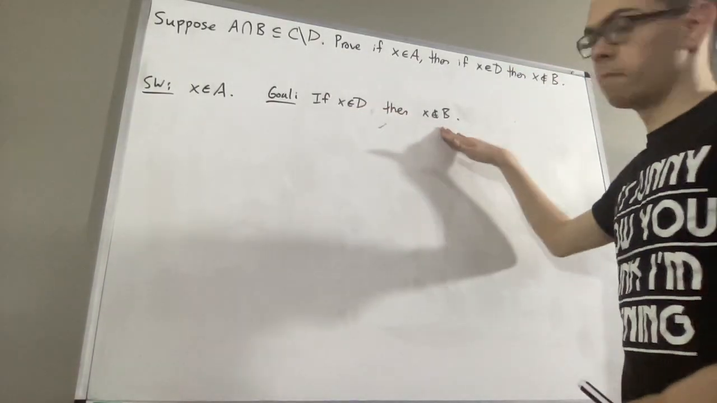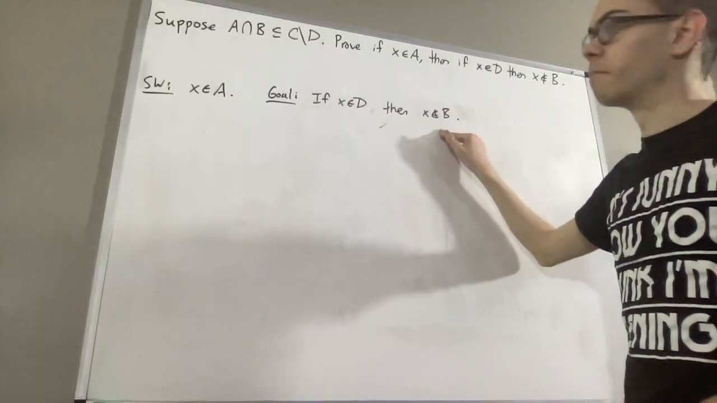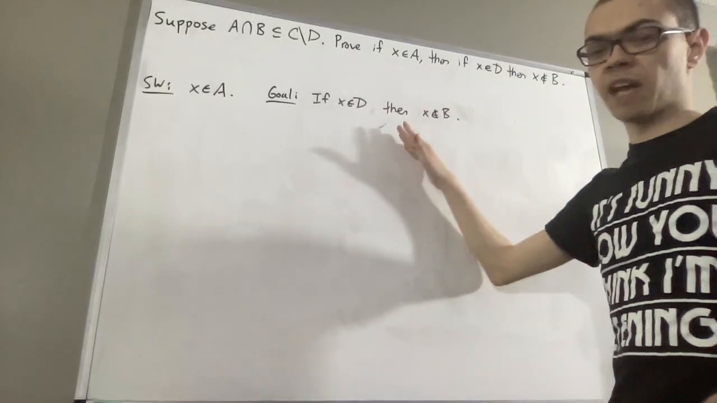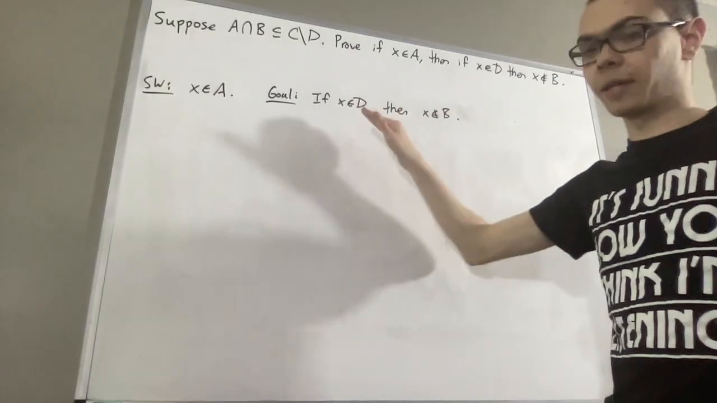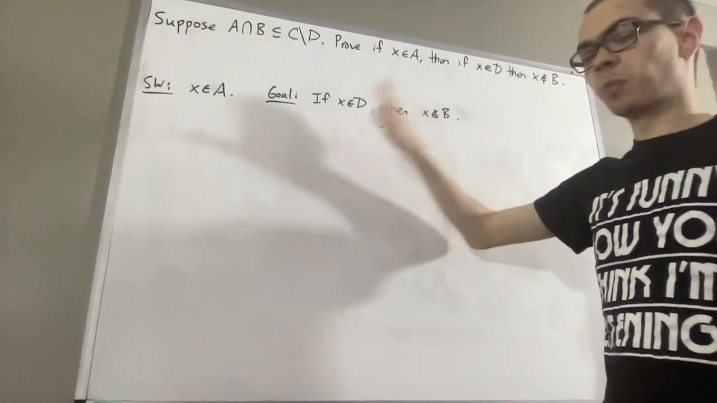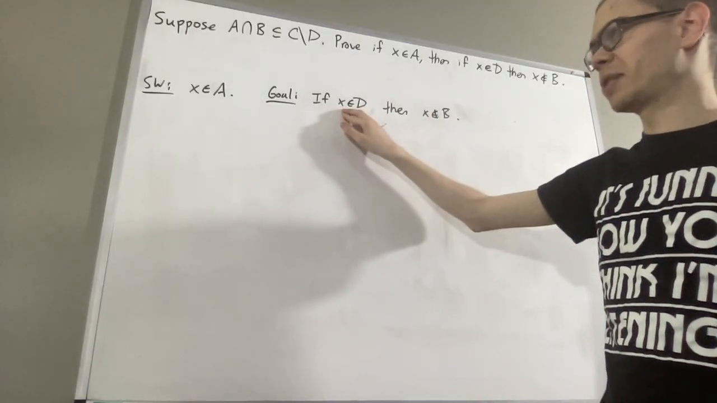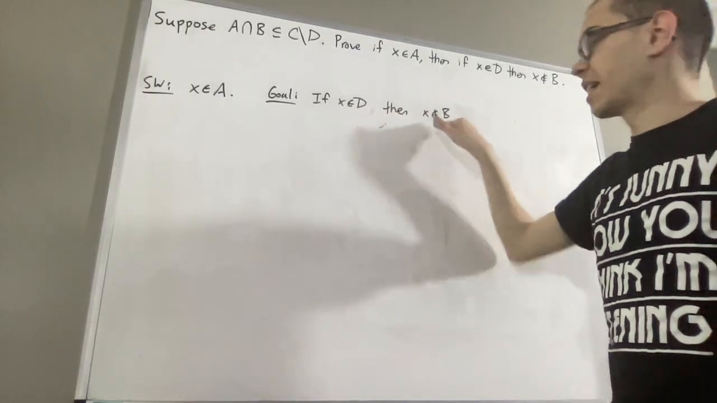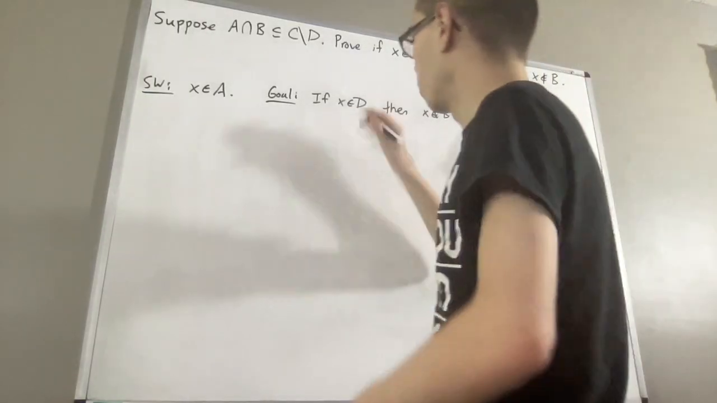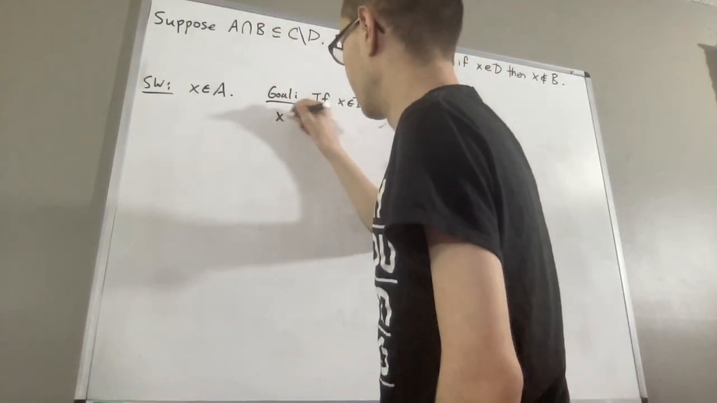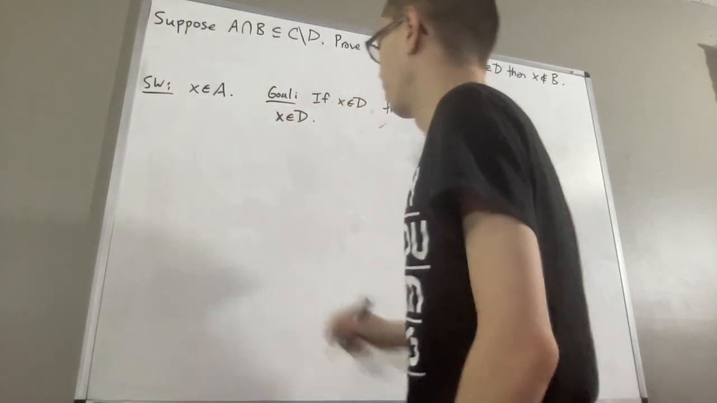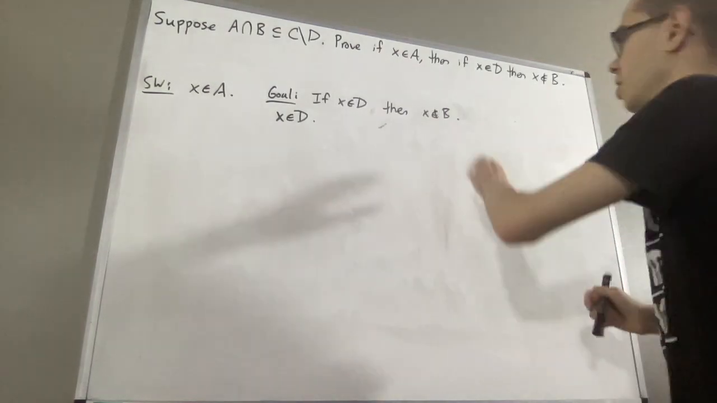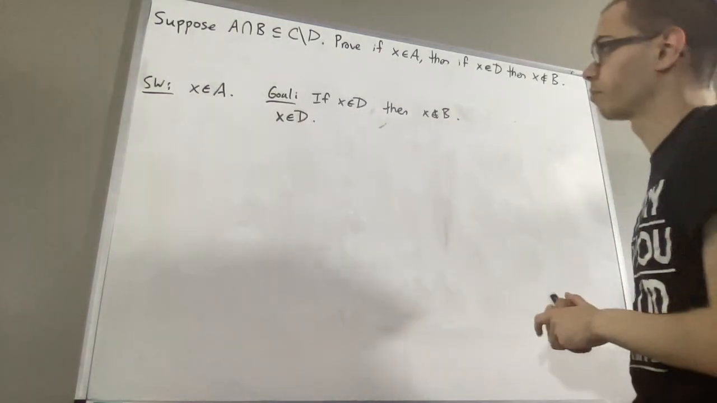To prove our goal, we're trying to prove a conditional statement. So one option we have available is we could try to prove it directly. To prove it directly, we would make the assumption X is an element of D and try to logically deduce X is not an element of B. So let's see, what if we make the assumption X is an element of D? Can we logically deduce X is not an element of B?